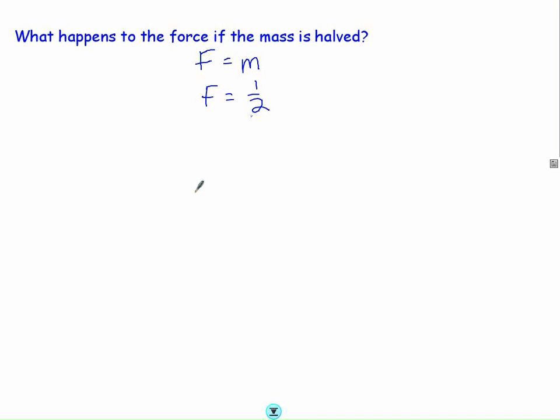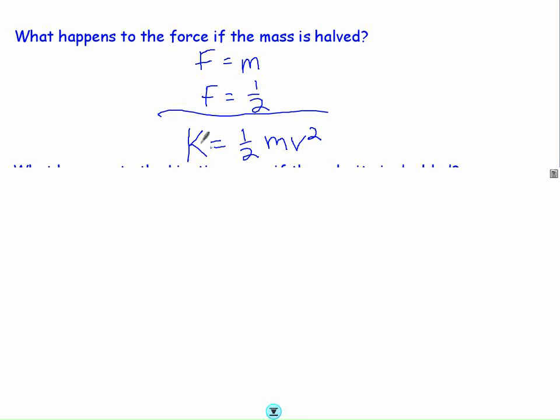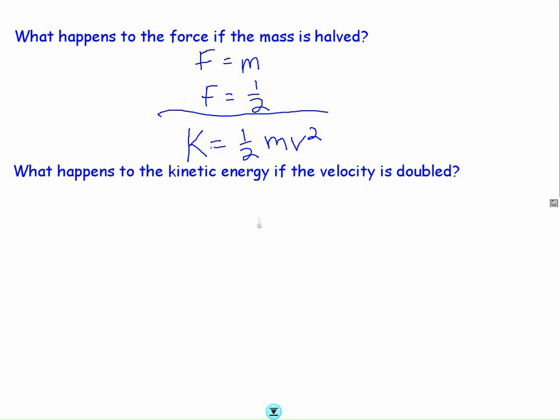So you're probably thinking to yourself, can it really be that easy? Well, yeah, but that was the easiest proportion possible. That one was called a direct proportion. Let's take a look at another equation that you're going to see later on in physics. It looks like this. K, which stands for kinetic energy, is equal to 1/2 m, which stands for mass, times v squared, velocity squared. So kinetic energy is equal to 1/2 mass times velocity squared. Let's take a look at a proportional question here. What happens to the kinetic energy if the velocity is doubled?